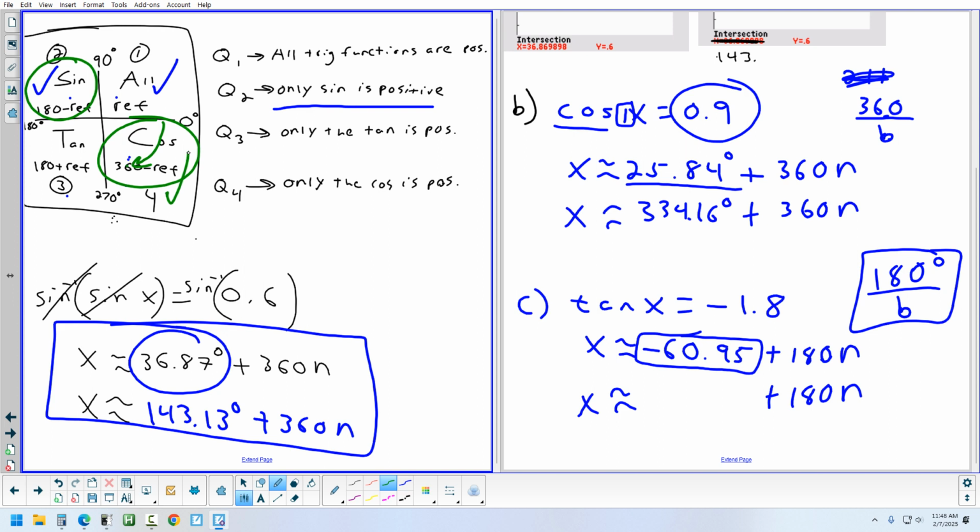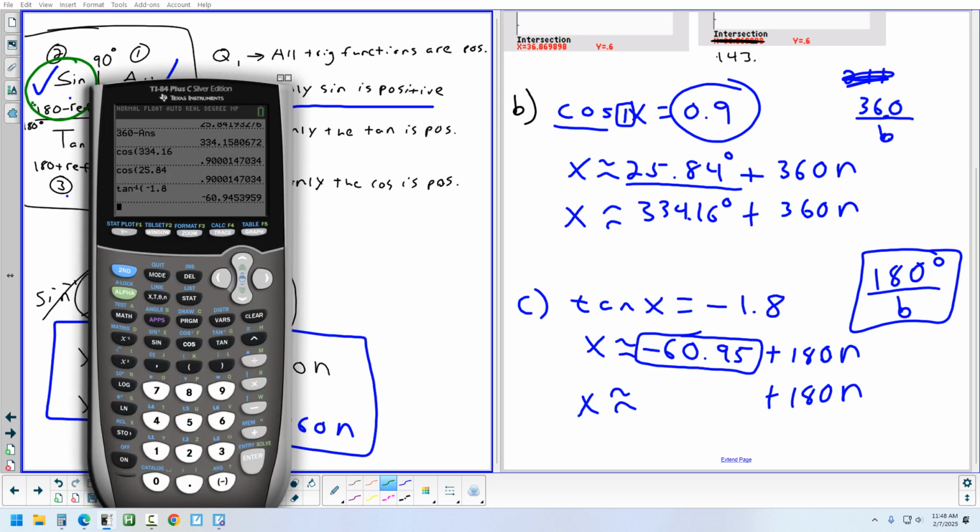We got that answer. What do I do with my reference angle to get an answer in quadrant 2? You subtract the absolute value from 180. Yep. So I'm going to do 180 minus 60.95. 119.05.